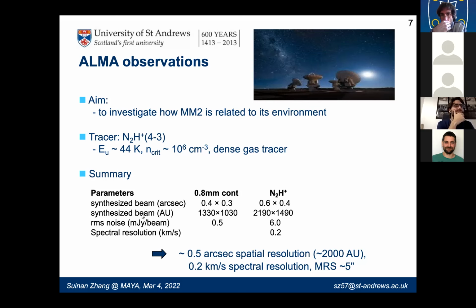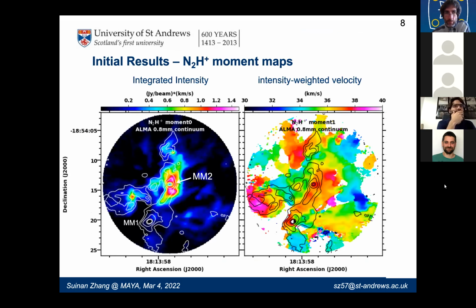So here I'm showing a summary of the ALMA data. Briefly speaking, we achieve about half arcsecond spatial resolution, corresponding to about 2000 AU, and 0.2 kilometers per second spectral resolution. The maximum recoverable scale is about 5 arcseconds. So here I'm showing the N2H+ moment maps overlaid with the 0.8 millimeter continuum contours. MM2 is sitting in the center of this image and MM1 here.